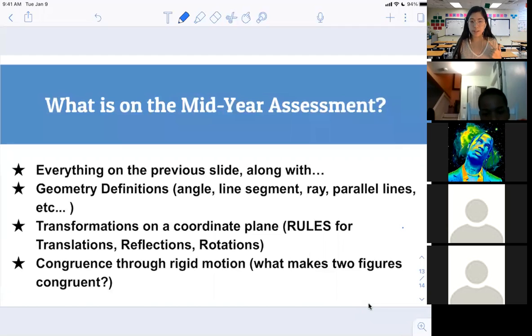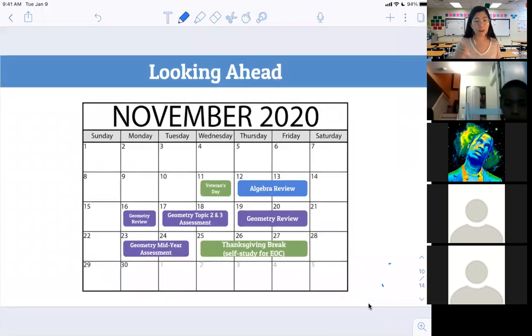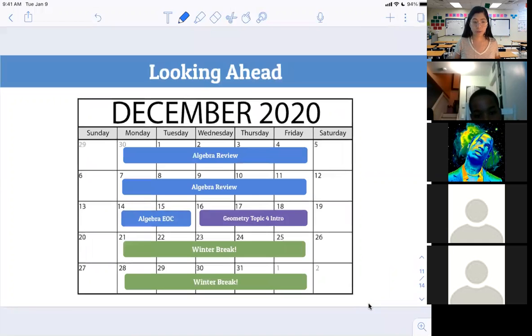Transformations, which everyone loves, right? So we got to know the rules. Remember all those rules for translations, reflections, and rotations. And then finally, congruence through rigid motion. So basically what makes 2 figures congruent, what makes them not congruent. So all of that is on the mid-year assessment. So basically the mid-year assessment is going to be very similar to the topic test. That's why I'm doing them back to back, because I just want to get geometry out of the way, because then in December, we are focusing pretty much 100% on algebra.